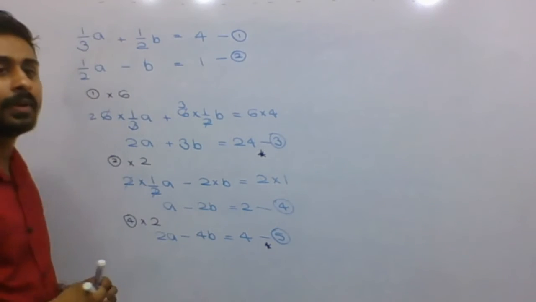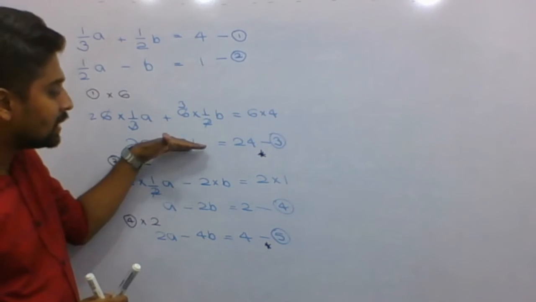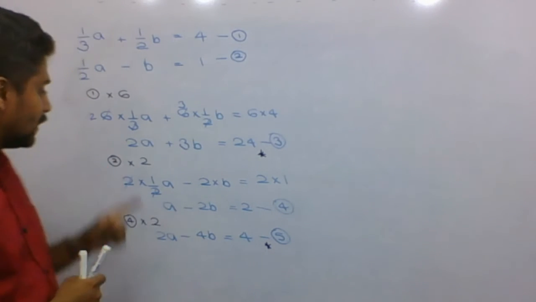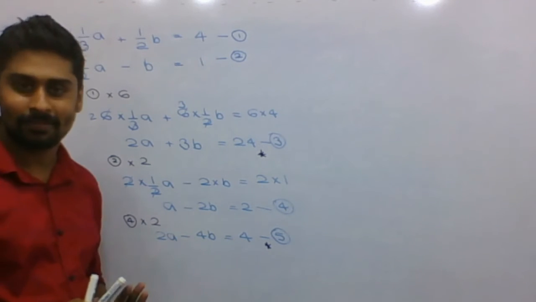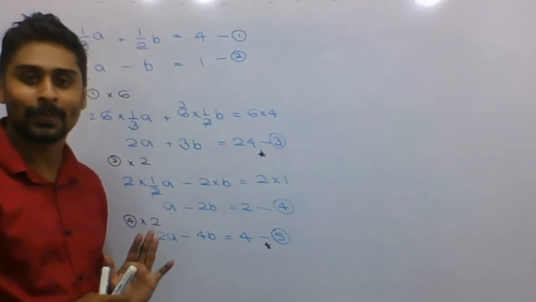Now what we are doing? We are using the third and fifth one to simplify the question. 2a plus 3b equal to 25. 2a minus 4b equal 4. Is it clear? Now we can do, right?